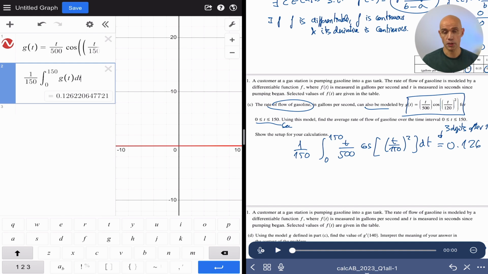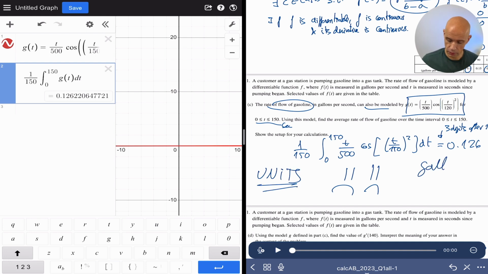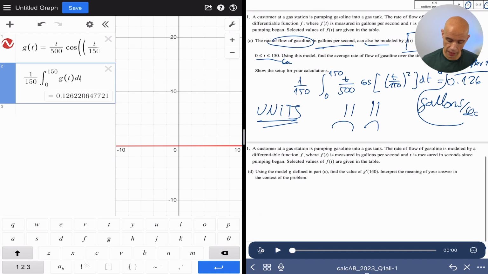0.126. Now, what's missing here? What's missing? Units. Always, if there are units, so important. So this is gallons. This function was also modeling the flow of gasoline in gallons per second, and is the average. So also going to be gallons per second. Okay. So we have this. Every single second there is about 0.126 gallons inside the tank. Awesome.